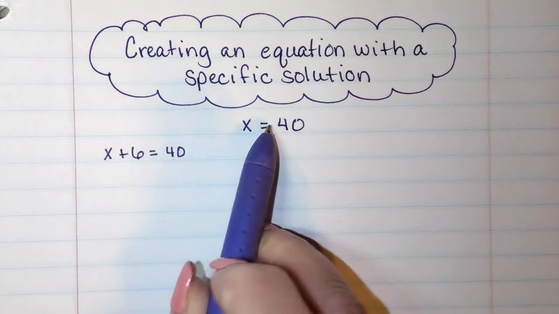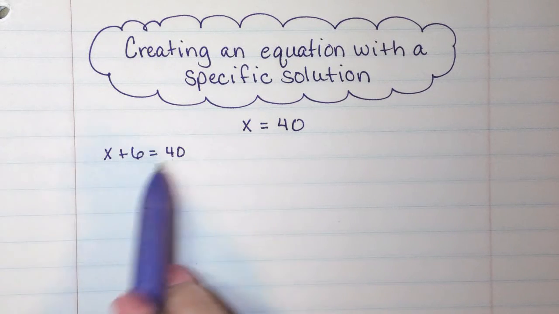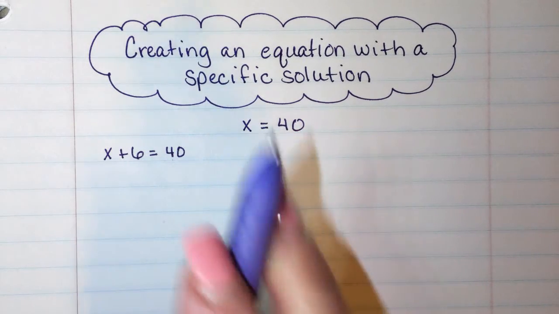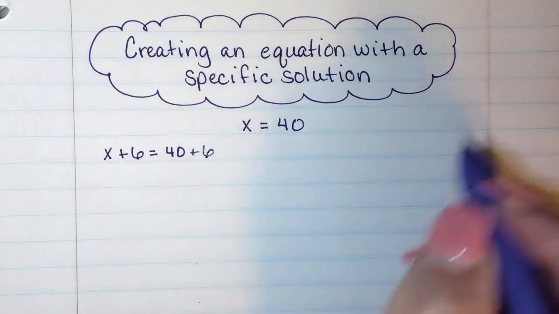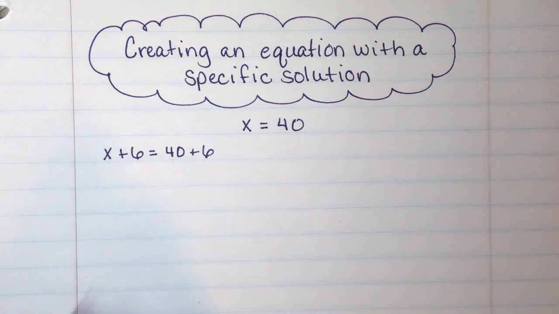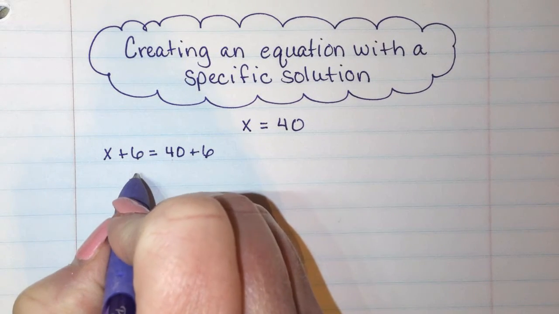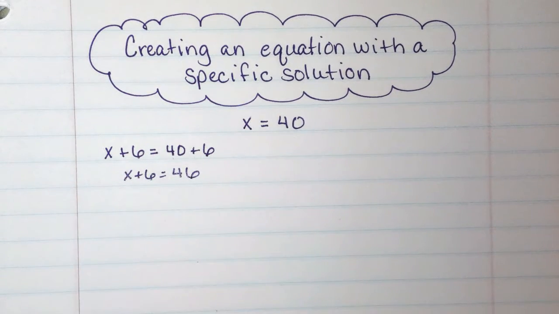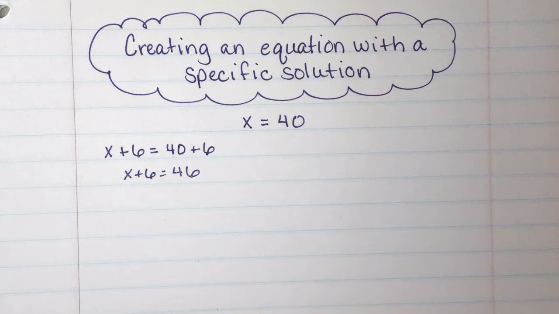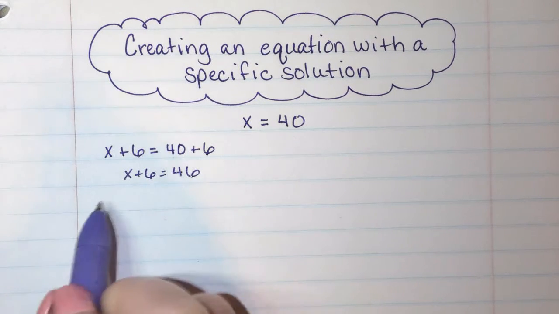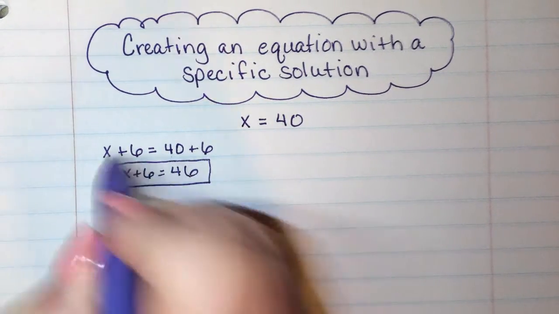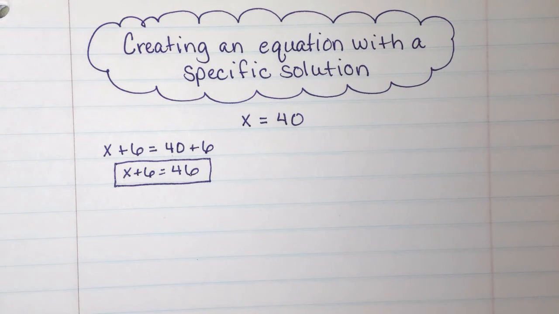But right now, those two equations do not match. Because I added 6 to the x, I also have to add 6 to the 40 to keep it balanced. So, if I wanted my solution to be 40, I would then say x plus 6 equals 46. Then I could solve that equation to see if it really did equal 40. And of course we know it does, because if I plugged in 40 for that, I would get 46. So that is how easy it is to create a one-step equation when I want a specific solution.